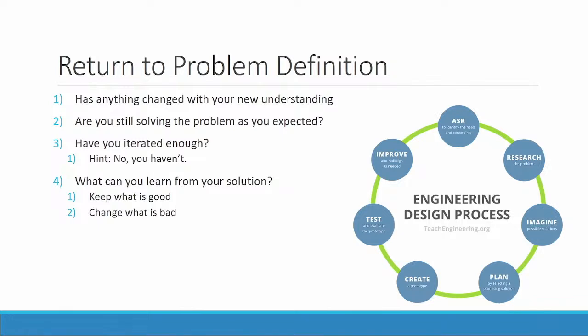You can ask yourself if you iterated enough, and I've put a hint there that you haven't iterated enough. If you're asking yourself if you've iterated enough, the answer is no. You want to make iterations on top of your iterations. The more iterations you do, the finer your product becomes. The more, what's the correct word for this? Finished. The more finished your final product is.